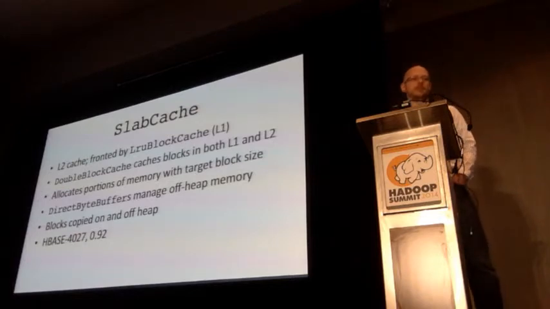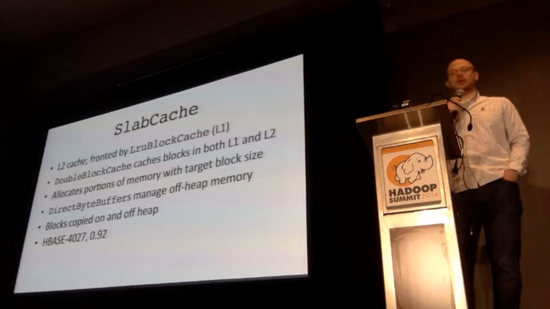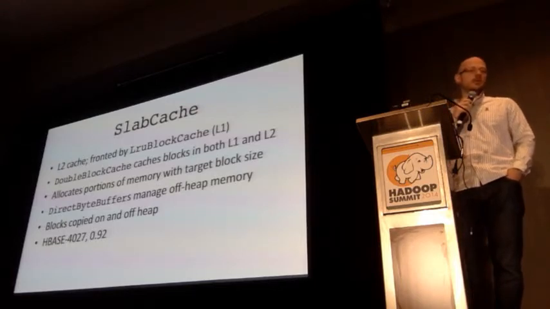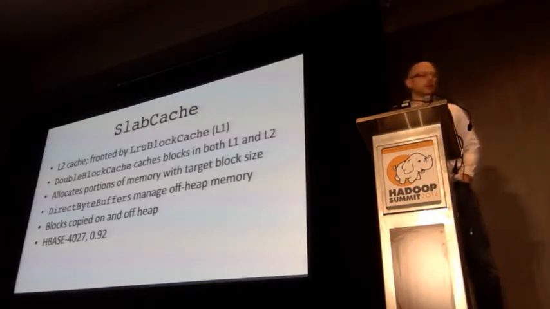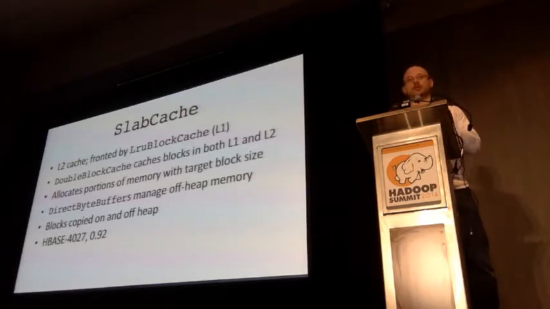So when you're configuring and enabling this, it allocates memory off heap, and it's using the direct byte buffer API in order to do that. And that means that the blocks have to be copied from the off-heap structure onto the heap memory before they can be processed by HBase. But in practice, this turns out to be much more efficient than not using the extra memory to cache that data.